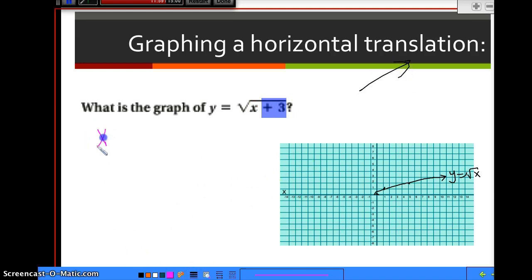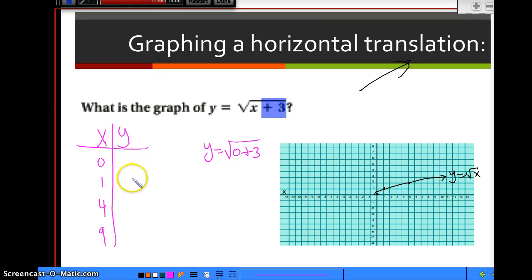So if we build our table, which will always work for you, let's pick perfect squares again so it works out. So 0, 1, 4, and 9. So what is y is equal to the square root of 0 plus 3? So that would be 0 plus 3 is 3. And the square root of 3 comes out to a decimal. So if you grab your calculator, it's not going to be nice because it's an irrational number. It's going to come out to 1.73. It's going to keep going.